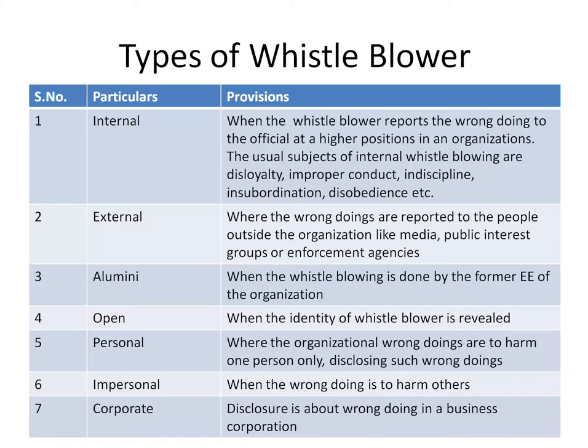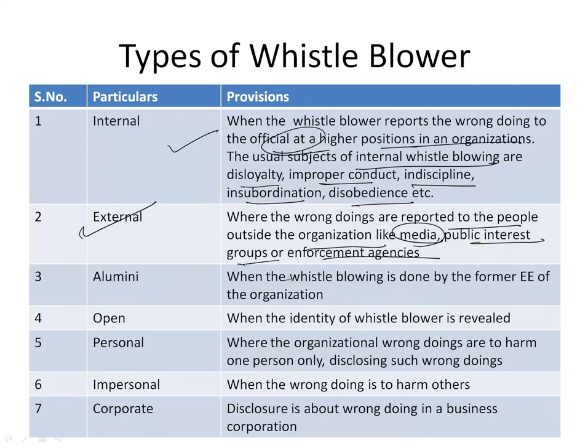Now, there are different kinds of whistleblowers. The first is internal. If something has gone wrong internally, such an official can report to a higher position in the organization. The subjects of internal whistleblowing are disloyalty, improper conduct, indiscipline, insubordination, or disobedience observed by such an official. External: the wrongdoings are reported to the public outside the organization, like the media, a public interest group, or an enforcement agency. Alumni: when it is done by a former employee of the organization.